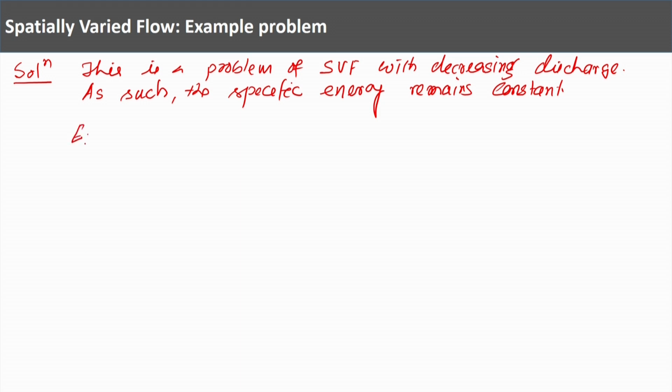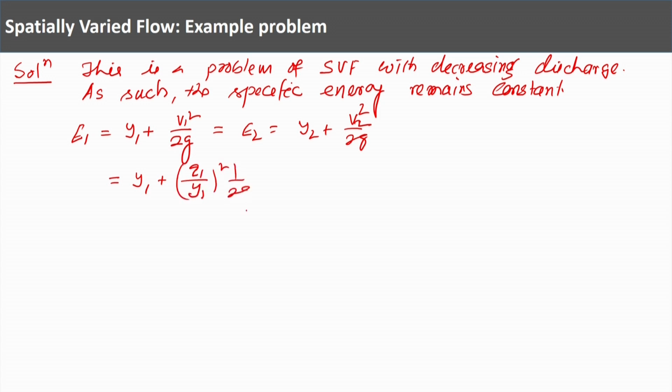So, E1 is Y1 plus V1 square by twice g, which is equal to E2, which is equal to Y2 plus V2 square by twice g. I can write this like this. This is your Y1. V1 I can write as small q1 by Y1, this is squared and divided by twice g, which is equal to Y2 plus q2 by Y2, whole square and divided by twice g.